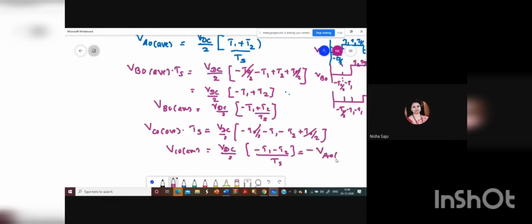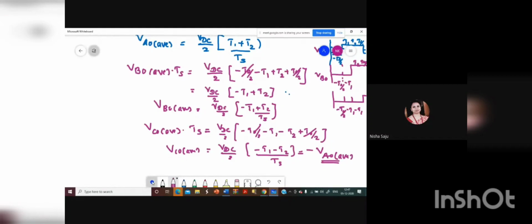You have to take minus, because in a balanced three-phase system, VA0 plus VB0 plus VC0 will be equal to 0. So if you take this, VC0 will be equal to minus VA0 itself. So for the next sector, I won't derive any expression corresponding to that one.